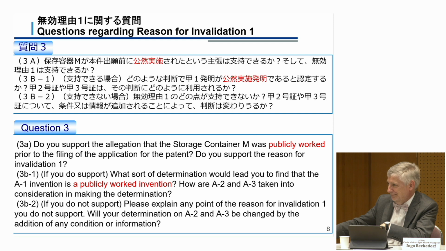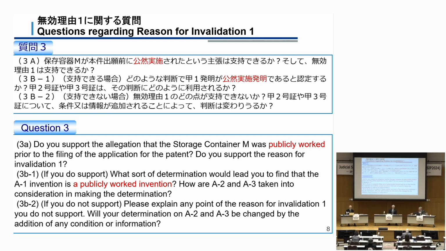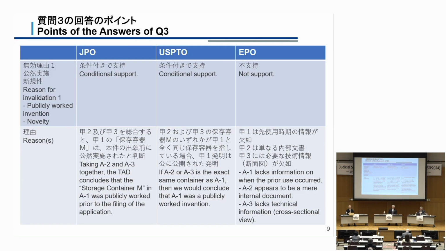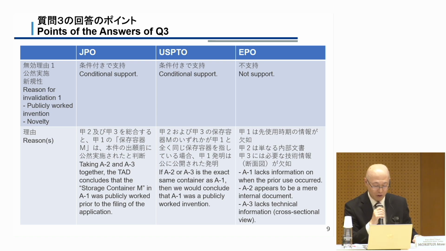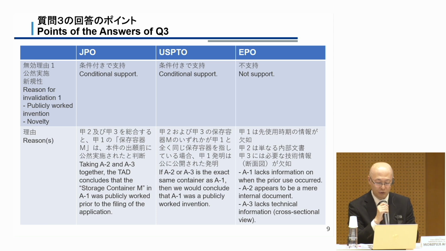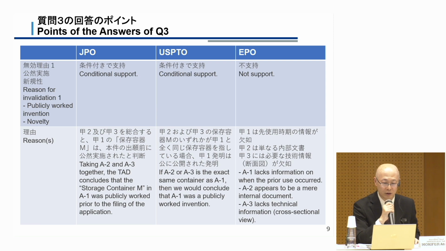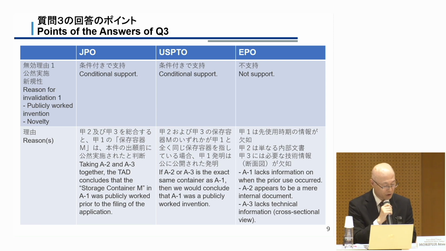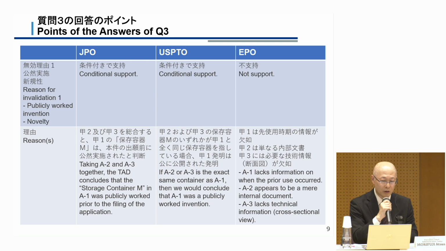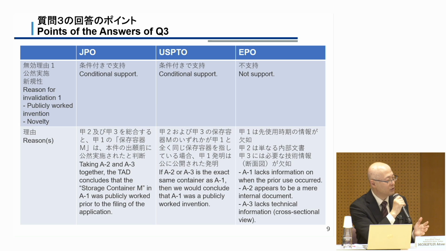Thank you very much. Okay, so we now have the answers from all three offices. So Mr. Morifuji, what is your take on this? Thank you very much. JPO, as I said in my answer, for A2 and A3, without the evidence being submitted, novelty is not established. And USPTO also, I think I understand the same. Using the Wayback Machine, if the date is established, then in that case the publicly worked nature can be established. That's my understanding. Is it correct?